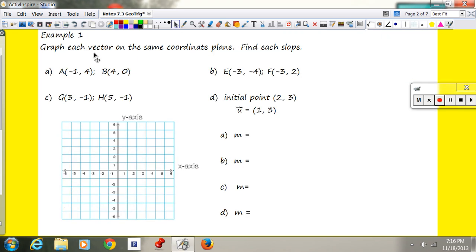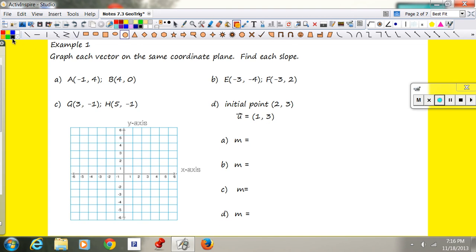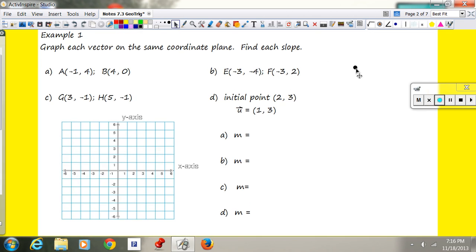All right, let's do a couple here. It says graph each vector on the same coordinate plane and find each slope. So if I was going to graph this first vector, I would go over -1 and up 4. That's my initial point, and then my terminal point is (4, 0). So I go over 4 and up 0.